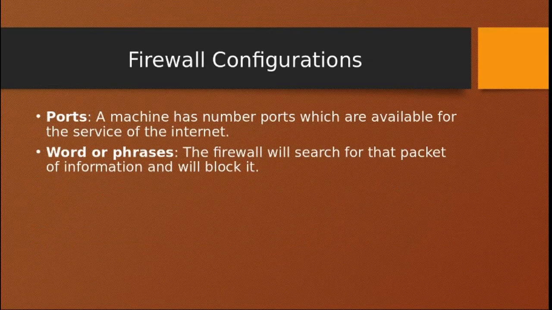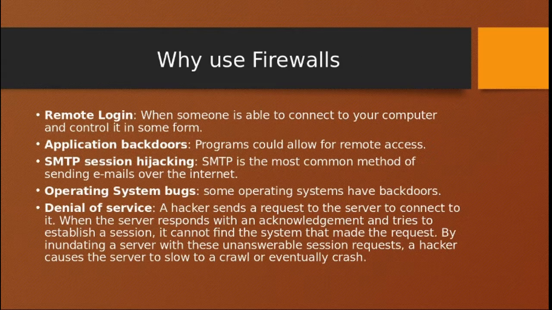Firewall configurations. Ports: a machine has numbered ports which are available for the services of the internet. Words or phrases: the firewall will search for that packet of information and will block it. Why use firewalls? Remote login, when someone is able to connect to your computer and control it in some form. Application backdoors, programs that could allow for remote access.